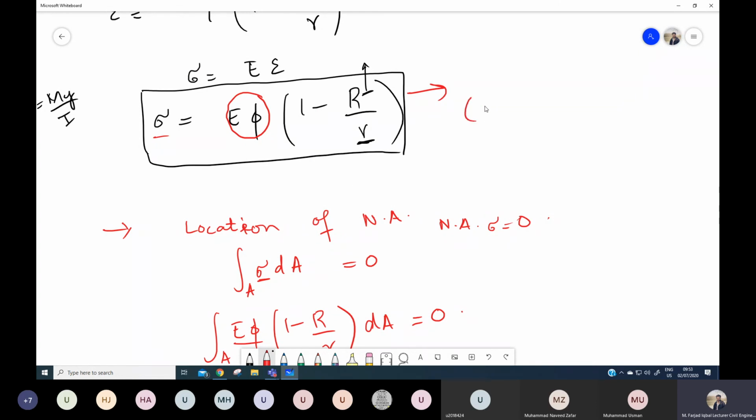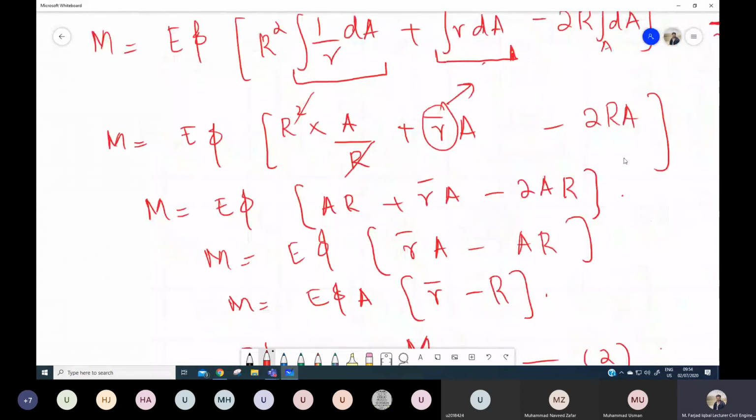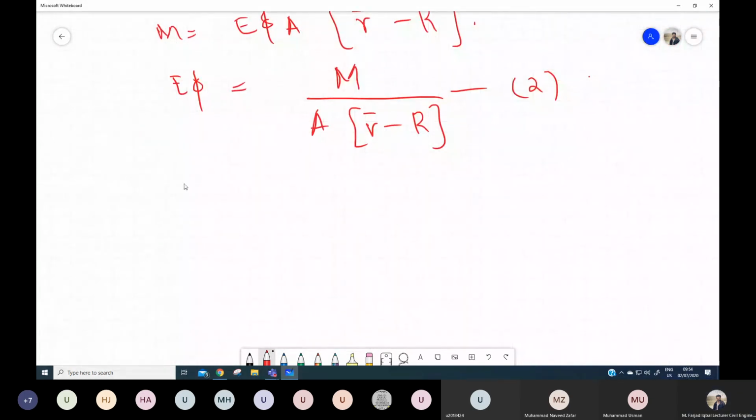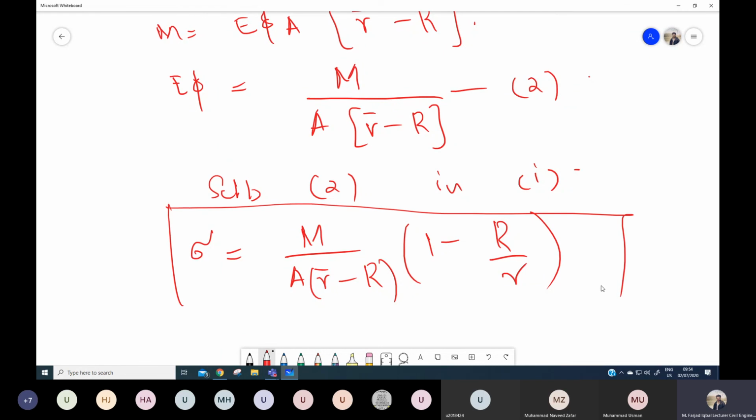So I can call this 1 and just write over here, substitute equation 2 in equation 1. So this will give me sigma is equal to M over A, r bar minus capital R, into 1 minus r over r. So this is the governing equation for the curved beam.